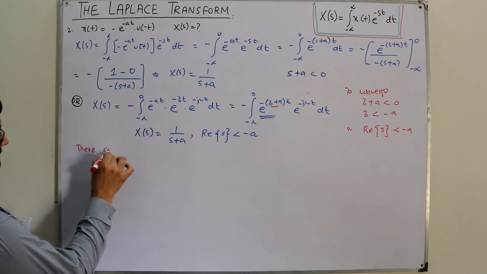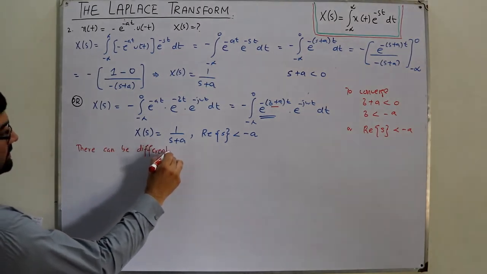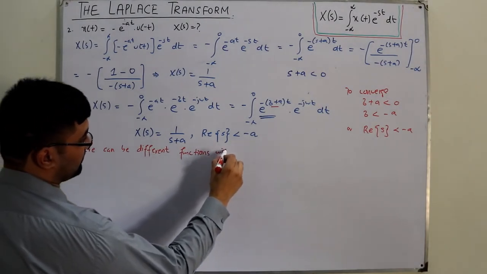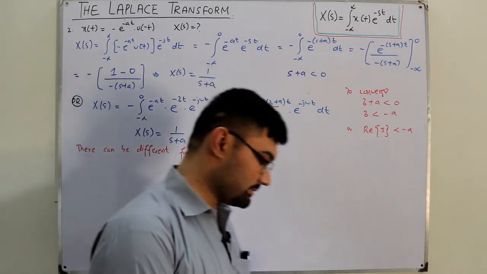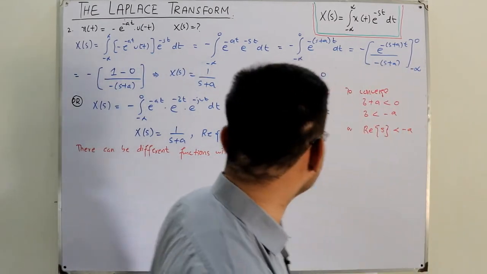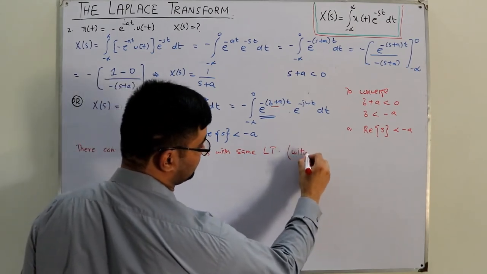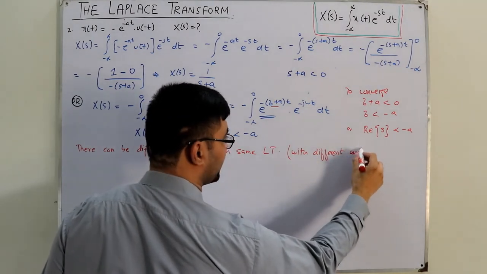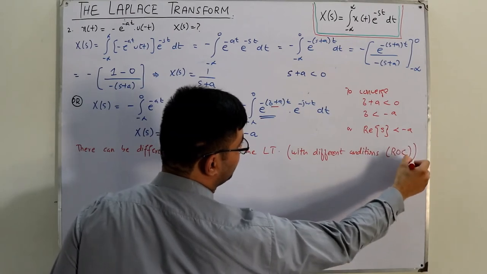There can be different functions with the same Laplace transform, but we would have a condition. And what's that? That's the region of convergence. With different conditions. And what are those different conditions? These are the ROC.